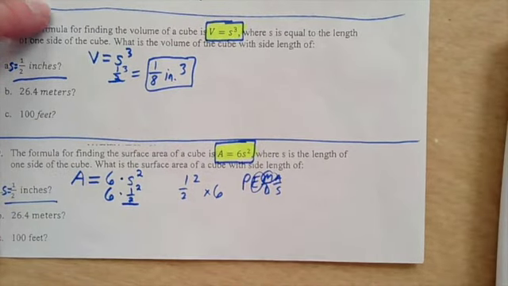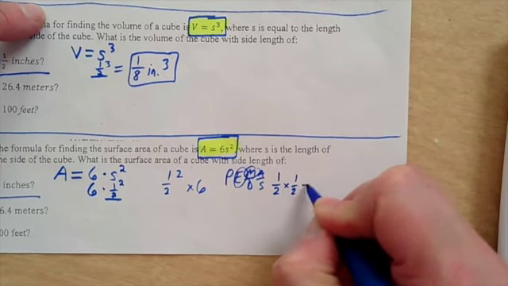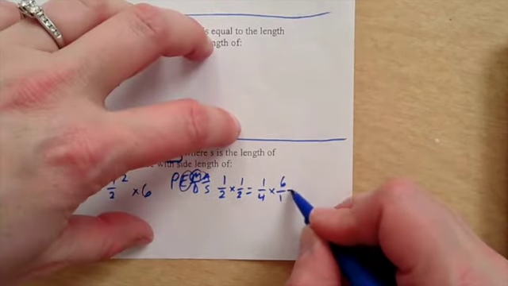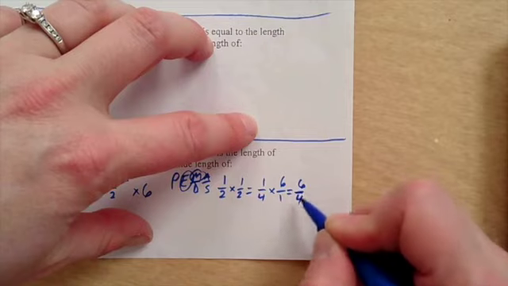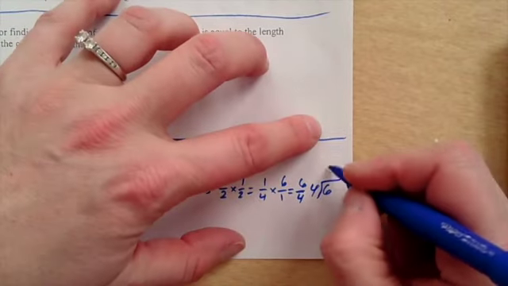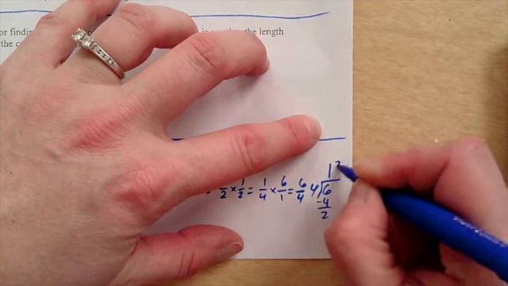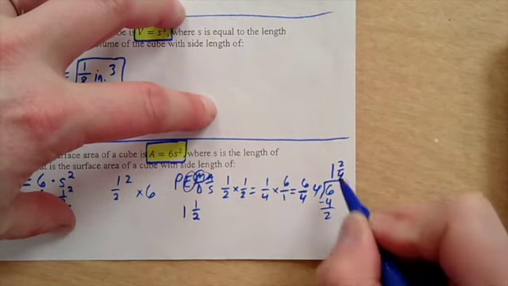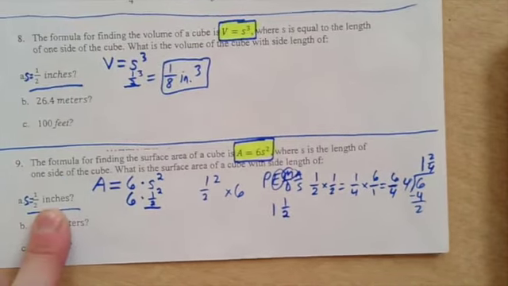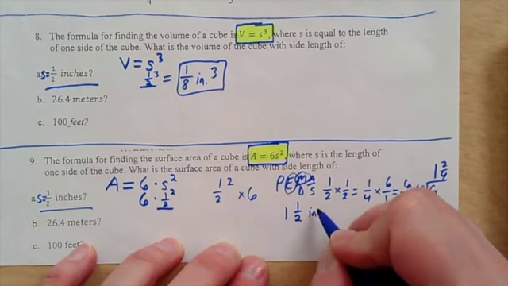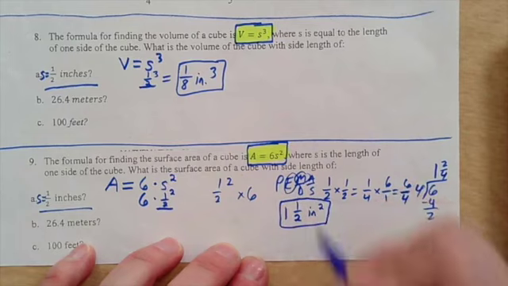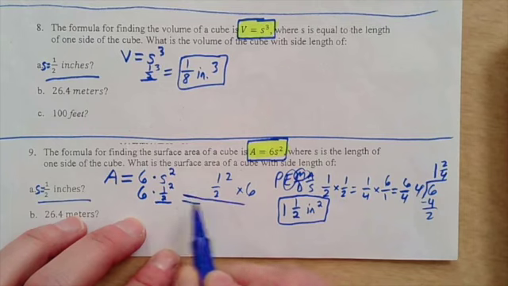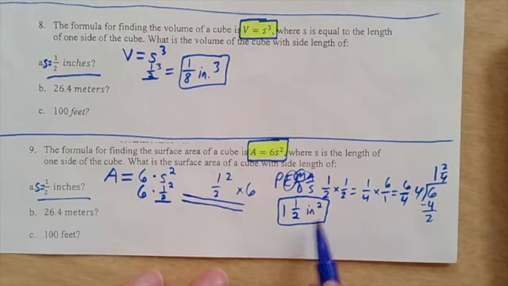This one might have been easier to solve paper and pencil. 1/2 squared would have been the same thing as saying 1/2 times 1/2, which is actually 1/4. Multiplying it by 6/1, you could get 6/4, and 6 divided by 4, you would have gotten 1, and then you would have had 2/4, and 1 and 2/4 simplifies all the way down to 1 and 1/2. And this one they gave us inches, so we want to label it inches squared because it's area. Had I just plugged that in, 6 times 1/2 squared, I get the same answer: 1 and 1/2 inches squared.